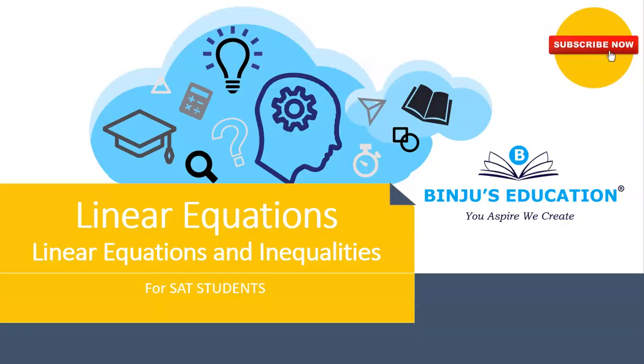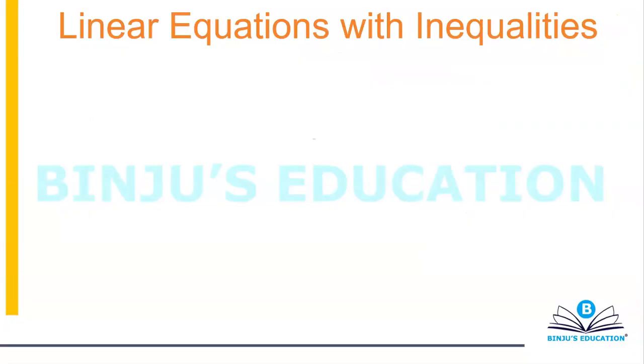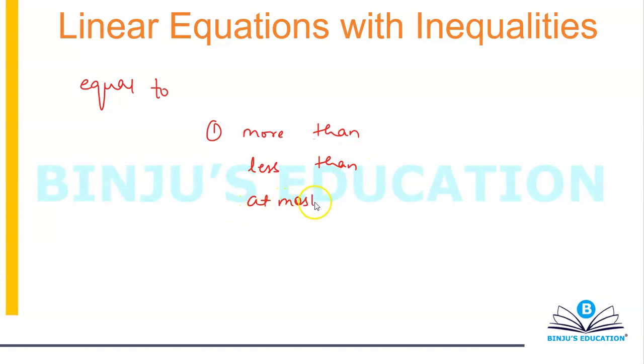Okay, so it's exactly on the lines of forming linear equations. It's just that instead of having an equality sign, you will be having inequality signs. That is, rather than using the word equal to, you will be having words such as more than, less than, at most, at least. These are the types of words that you will be finding in these questions.